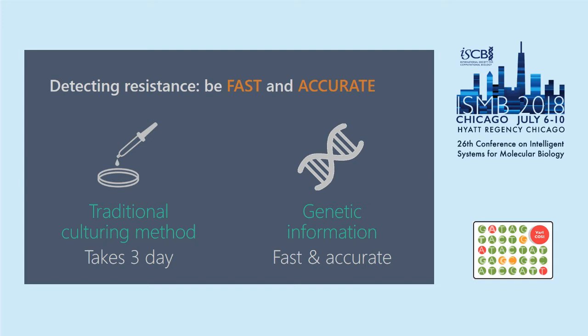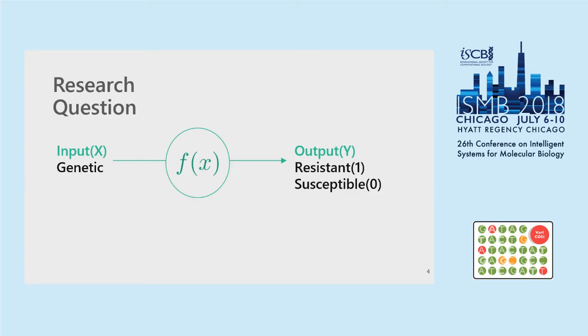However, traditional methods rely largely on culturing methods, which usually take 3 days till we get the final results. So if we can utilize the genetic information well, then being fast and accurate can be possible. So to further define our research question, we want to build a model that takes the genetic information as the input and tells us whether the pathogen is resistant or susceptible to certain types of antibiotics.